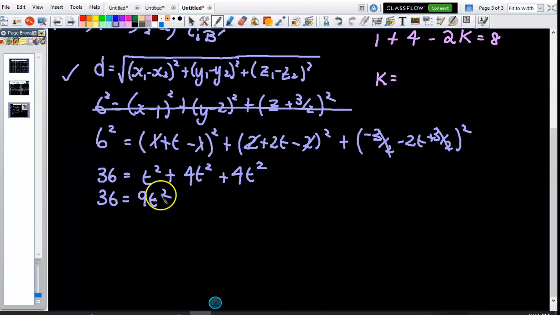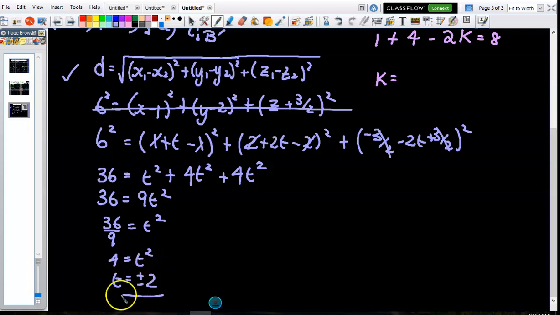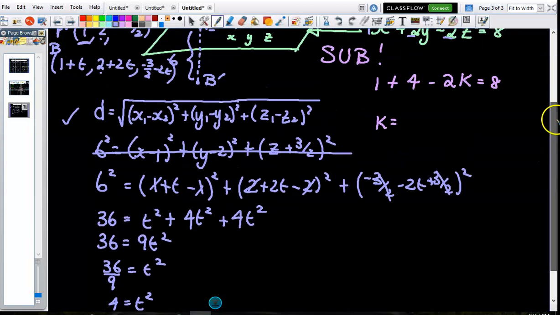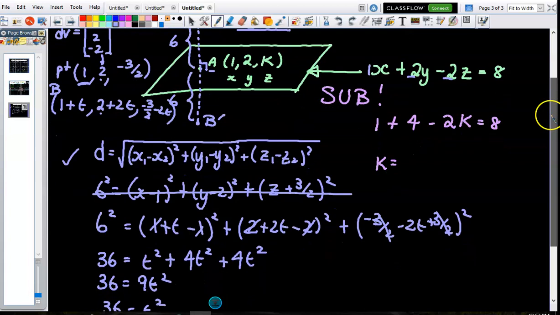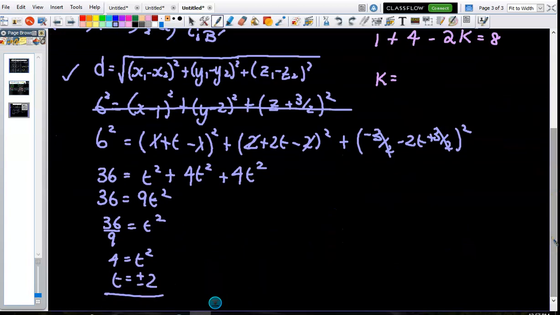If I start with t, it's being squared, then times 9. So times 9 is the last thing that happens, so it's the first thing I have to undo. So we divide, and I've got 4 equals t squared. So t equals plus or minus 2. And therefore, when you sub it back in, that's why you will get your 2 values, or your 2 different points for B. Huzzah.